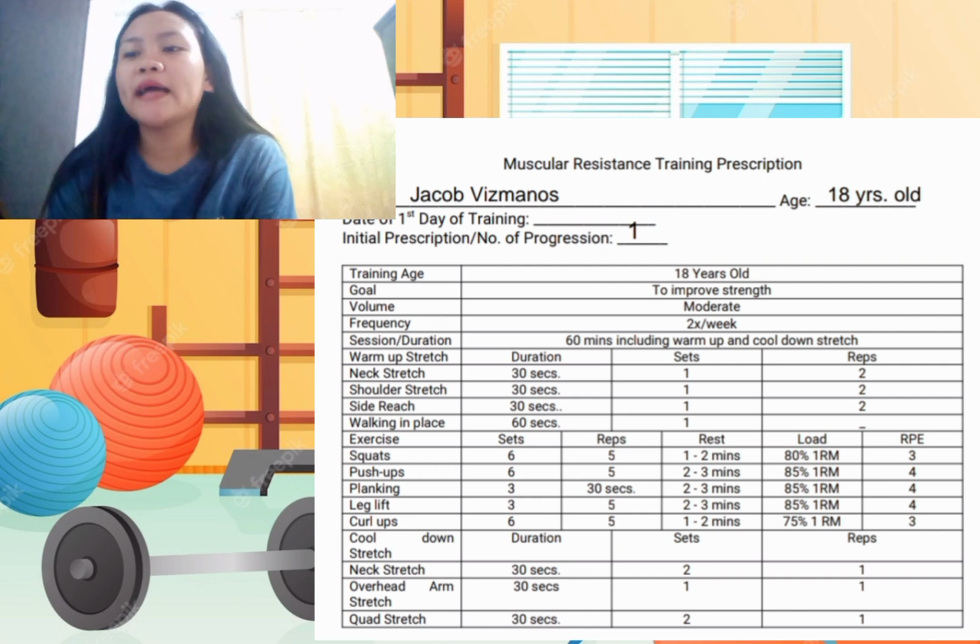As you can see, guys, warm up and cool down is a must for every exercise, to prevent any injuries and to avoid any pain or inconvenience during the exercises. So we really have to have warm-up stretches before every exercise prescription.